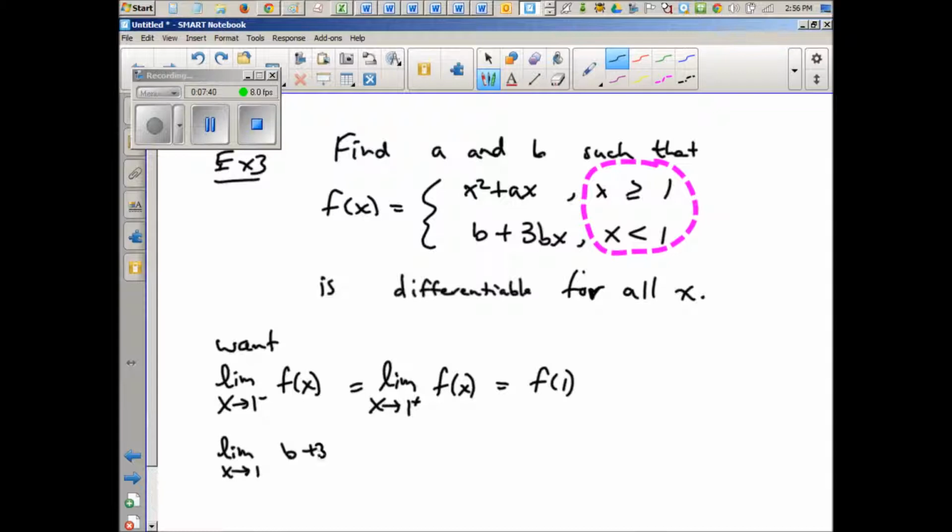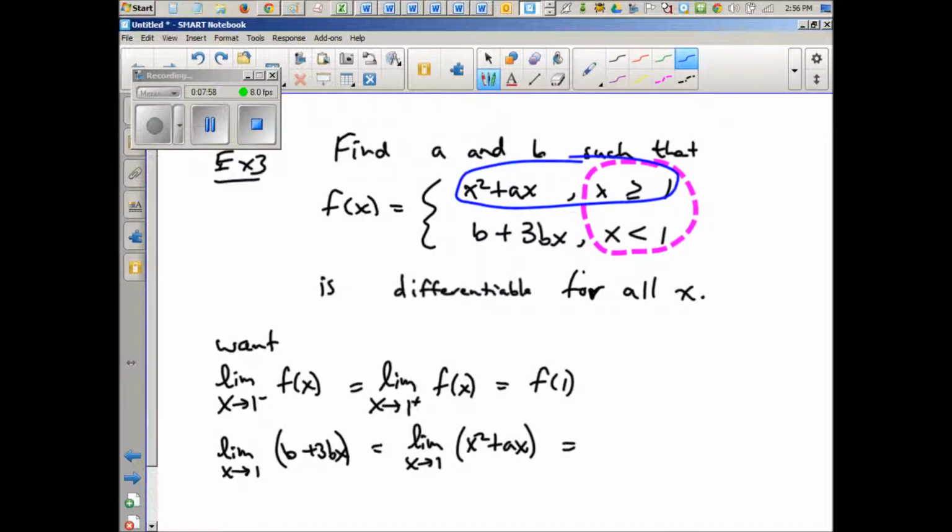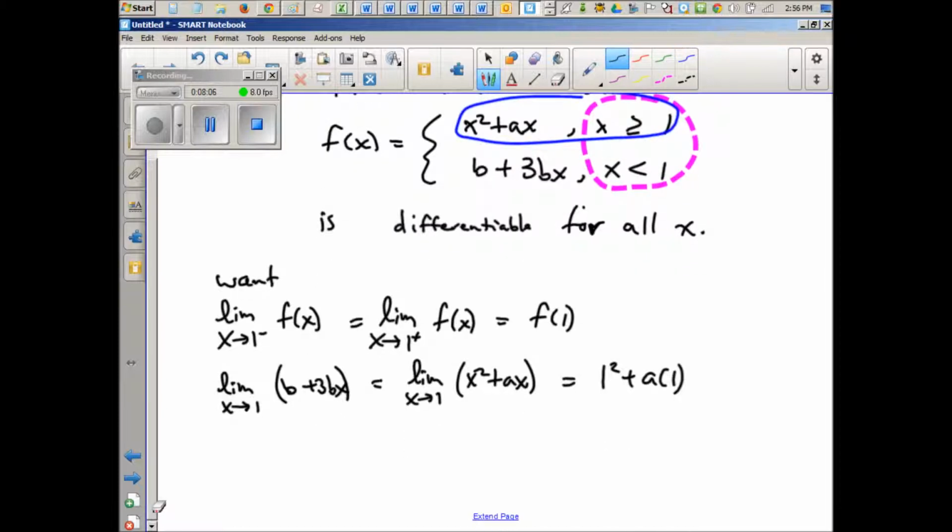So if we just choose the left piece, we can drop the superscript. Notice it's the b plus 3bx that's actually the left piece here. You should convince yourself of that. And this right-hand piece is x squared plus ax. I don't need the superscript if I put in the right-hand piece. And lastly, f of 1: you're going to have to use this expression here, basically 1 squared plus a times 1. In other words, this then becomes b plus 3b equals 1 plus a equals 1 plus a.